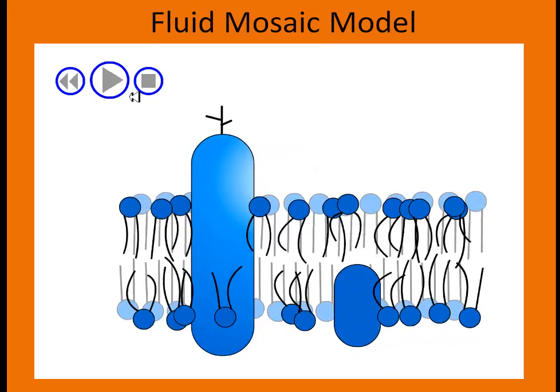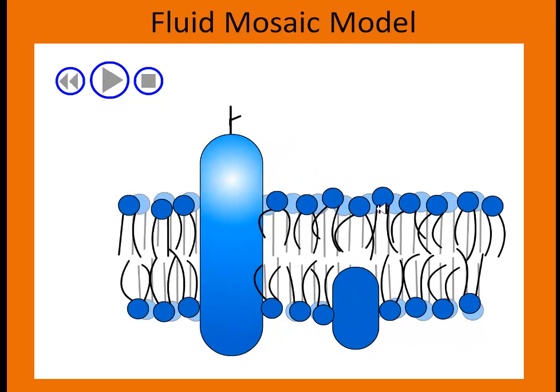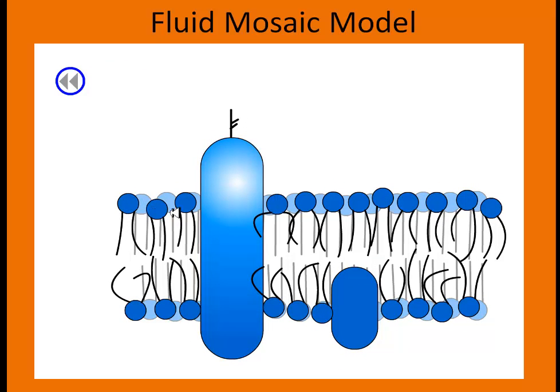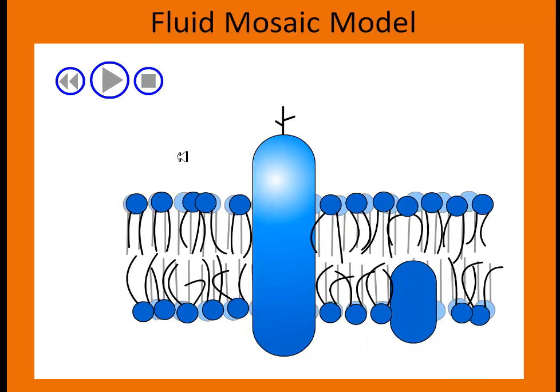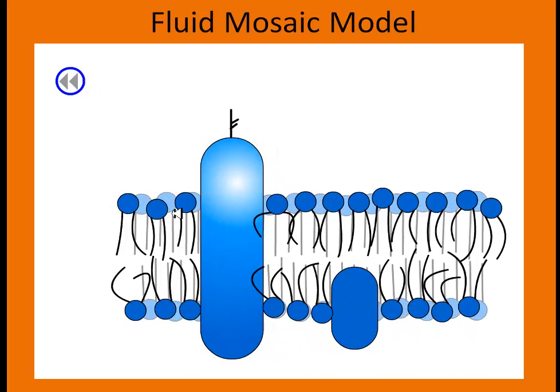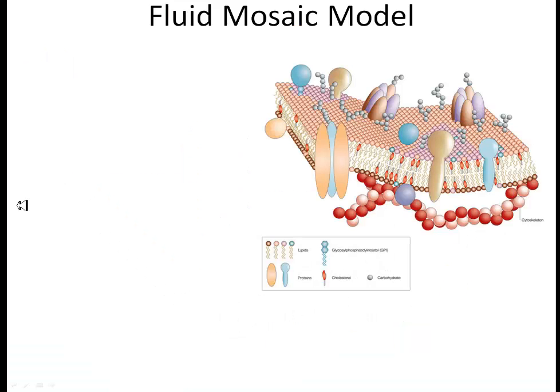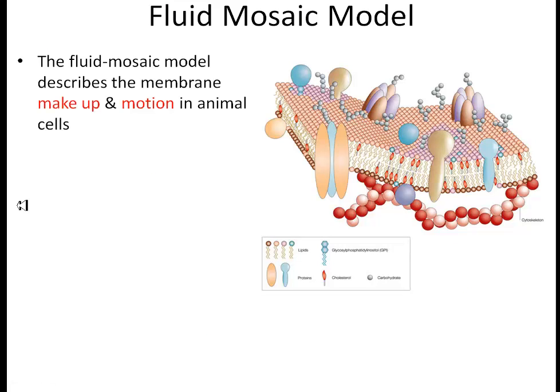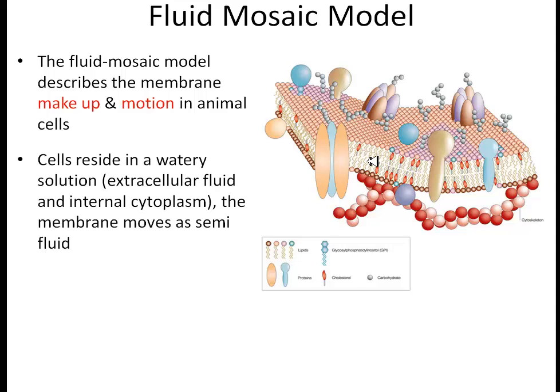And notice these phospholipids don't have to pay any attention to each other. They can be pretty much anywhere in there that they want. Play it again. Proteins can move. So it is a very fluid mosaic made up of a whole bunch of different things, a model of a cell membrane. Fluid mosaic model describes the motion. It's the makeup and the motion of animal cells primarily. Plant cells have that cell wall on the outside, which eliminates some of the motion, although it will move.